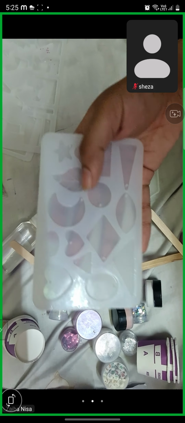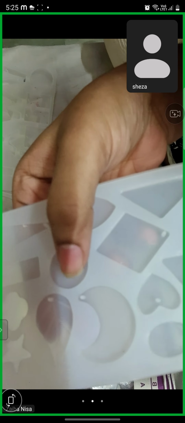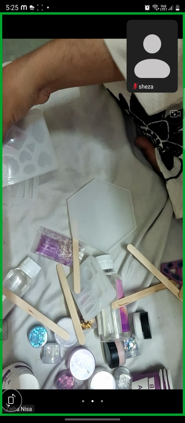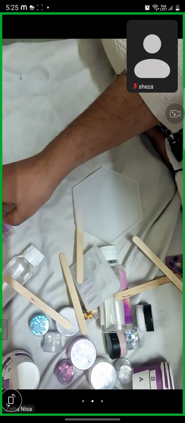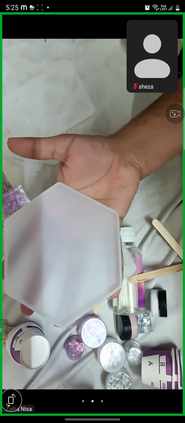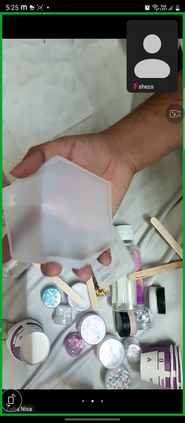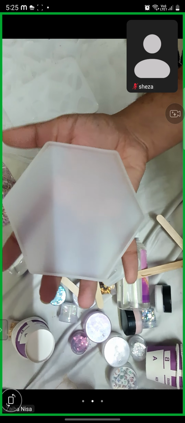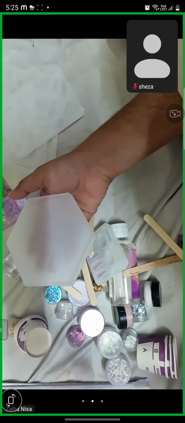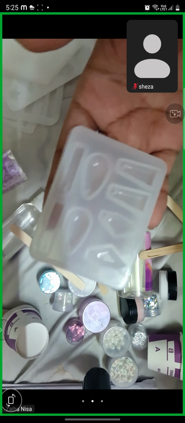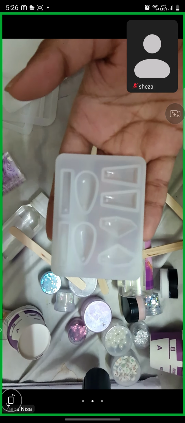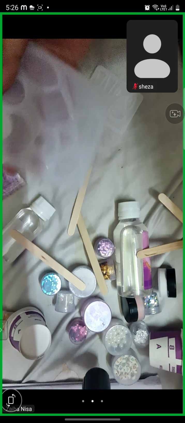See, here you have the whole structure for jewelry. In that you can add keychains, you can add the earring things. This is the next mold. These are for the mini frames that you all create. These are even for earrings. These are perfect for earrings. This is perfect for keychains.